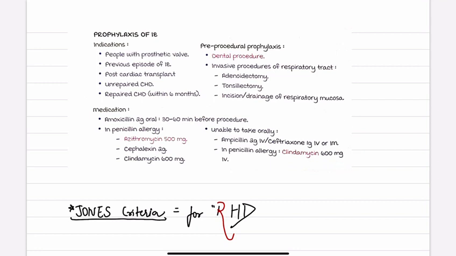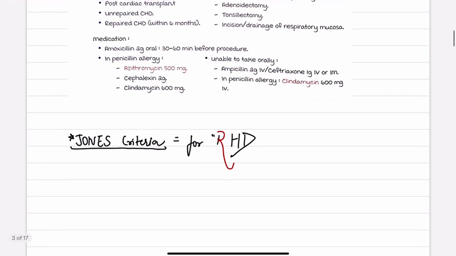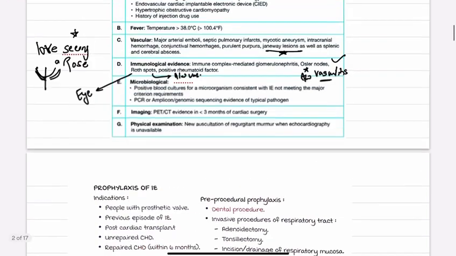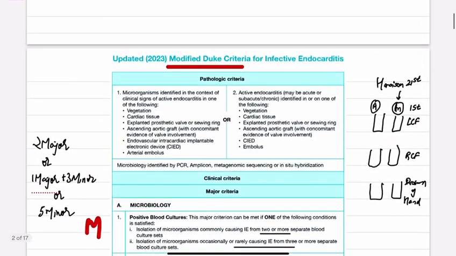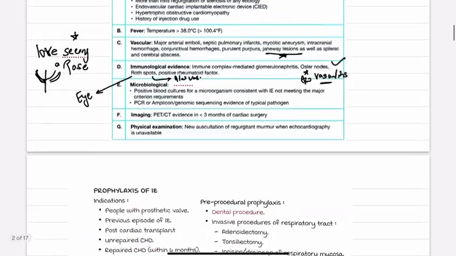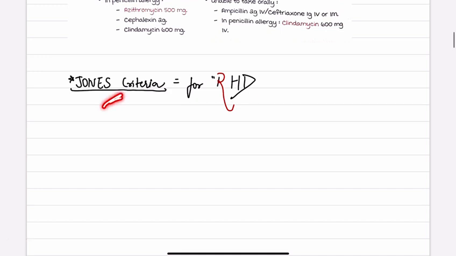The important point or the extra in this topic: you can remember that the Jones criteria is for rheumatic heart disease. Remember this by heart. The Duke criteria is for infective endocarditis, and the Jones criteria is for rheumatic heart disease.